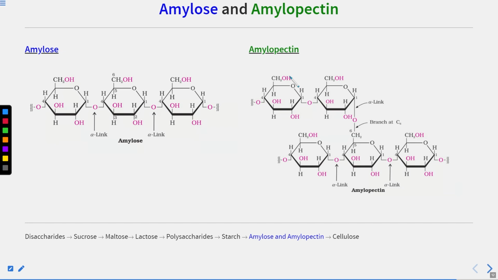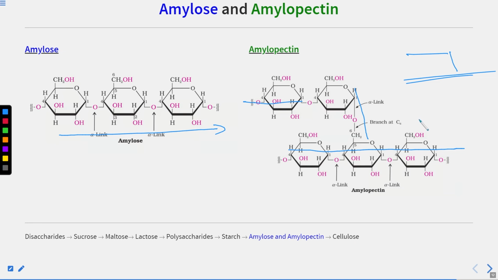Now let us look at the structure. We can see very clearly that amylose is linear in nature. We do not have any branching. So what do you mean by branching? You can see the illustration of branching in amylopectin, where we have a straight chain here and a second straight chain here, but we also have some branching.